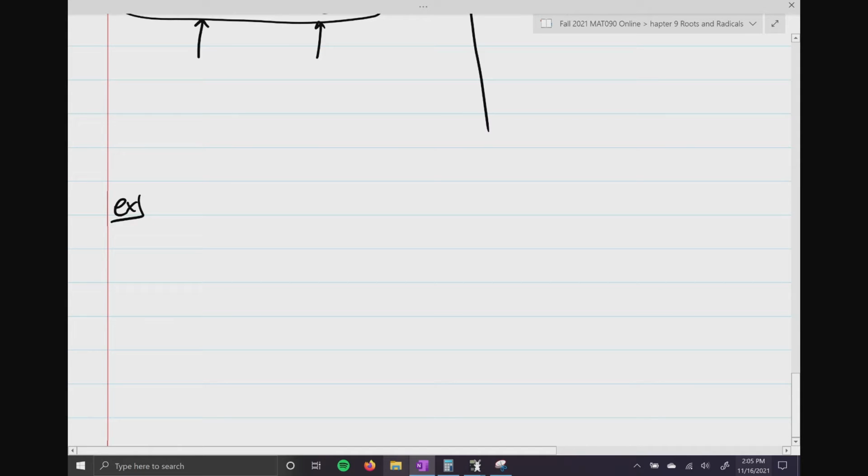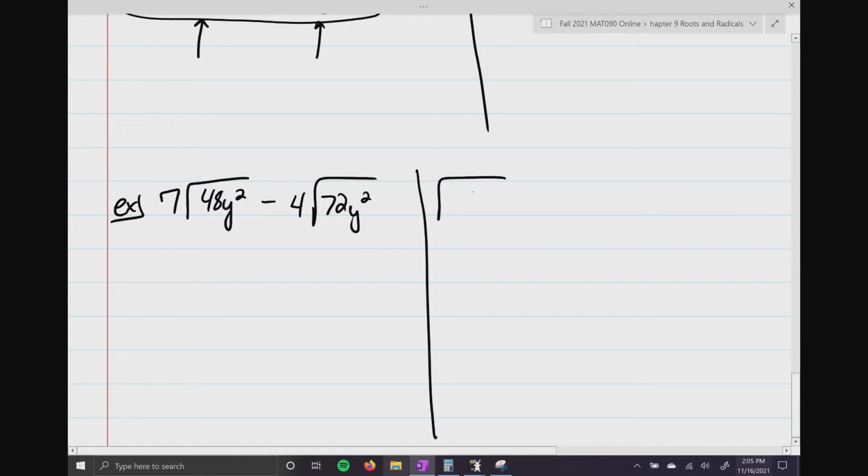So how about 7 square root of 48y squared minus 4 times the square root of 72y squared. All right. Process is still the same. We need to reduce these square roots. Square root of 48y squared, 16 times 3y squared, which we know breaks down into 4y square root of 3.